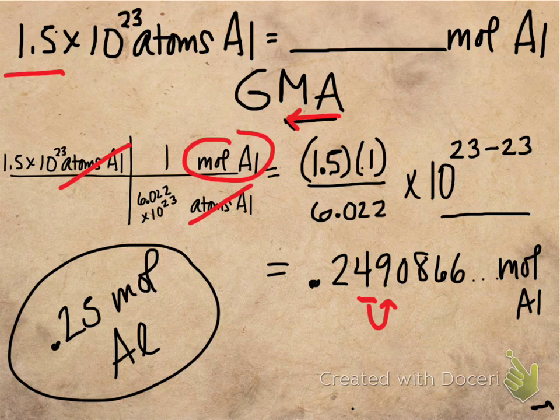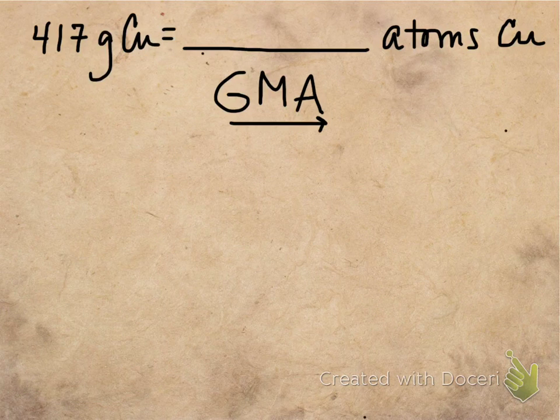So let's complicate things. Let's do some two-steppers. If I'm told that I've got 417 grams of copper, and I want to know how many atoms of copper that is, well, I'm going to have to go from grams to moles, and then from moles to atoms. This is a two-step conversion. But before you panic about anything, what goes in the first box of your factor label always and forever?